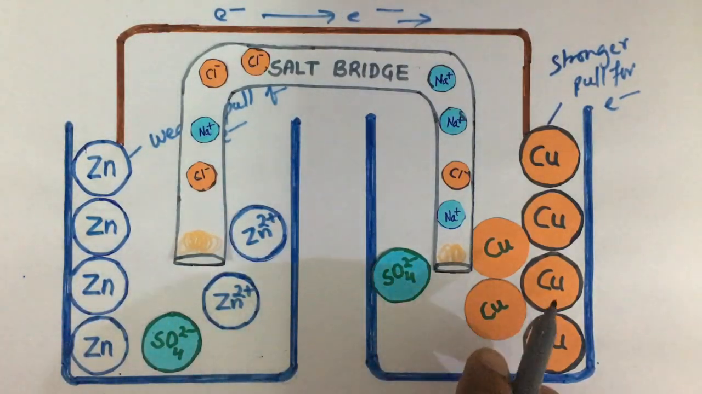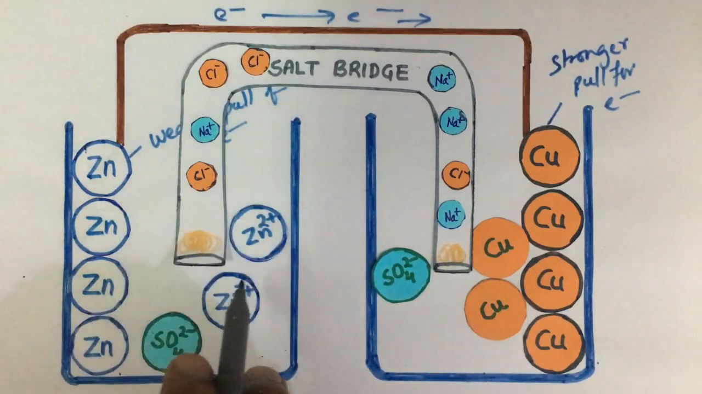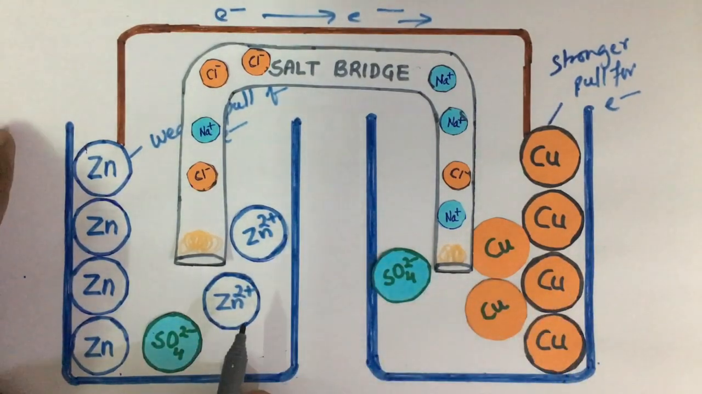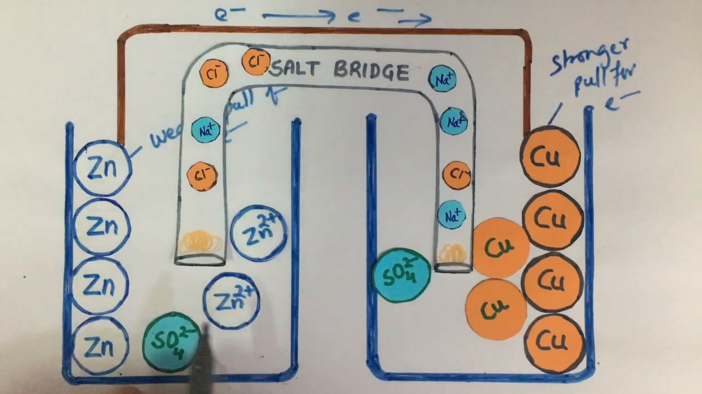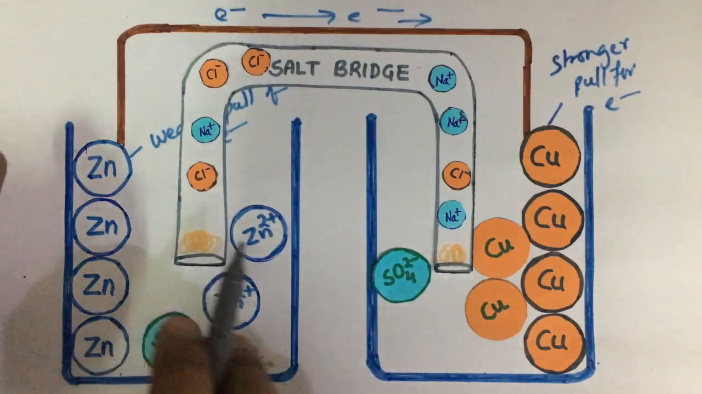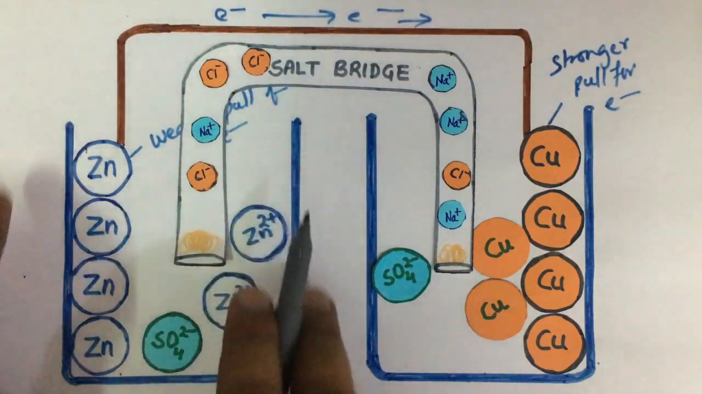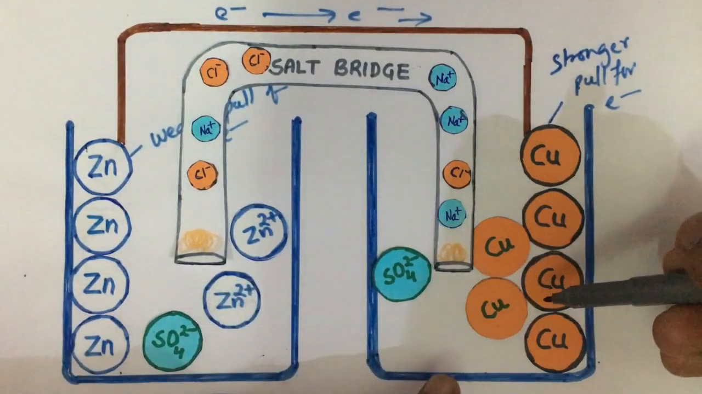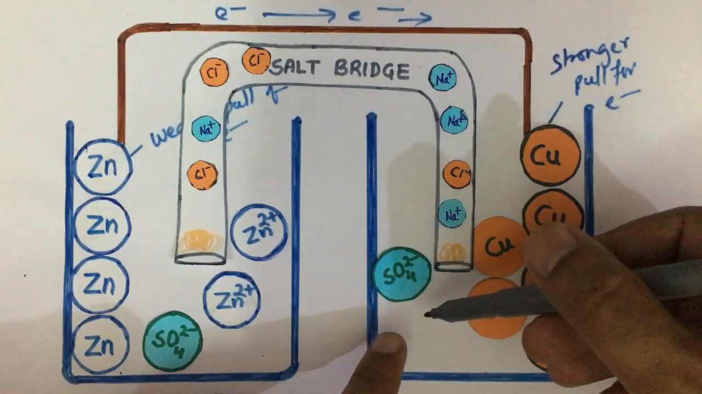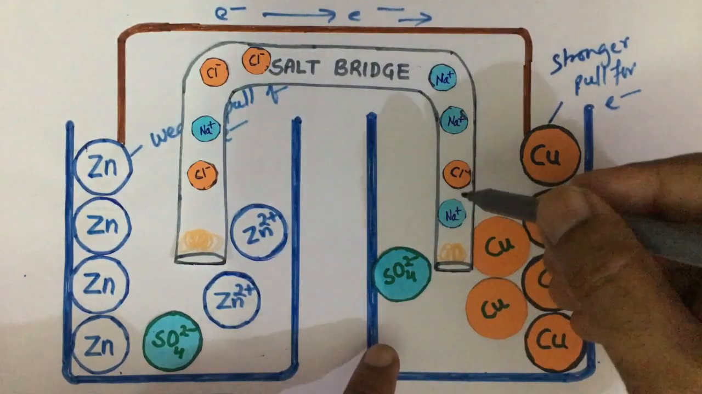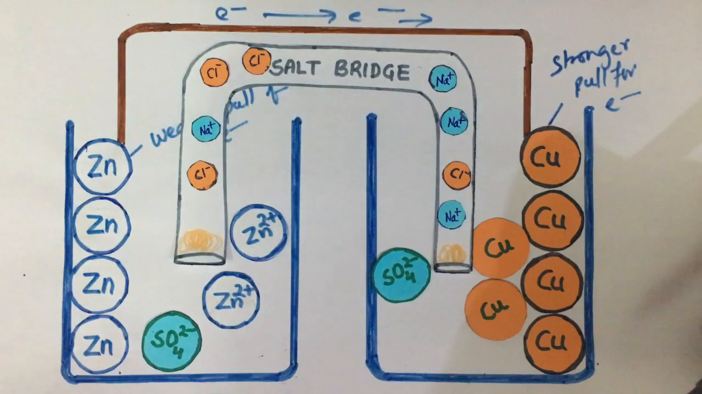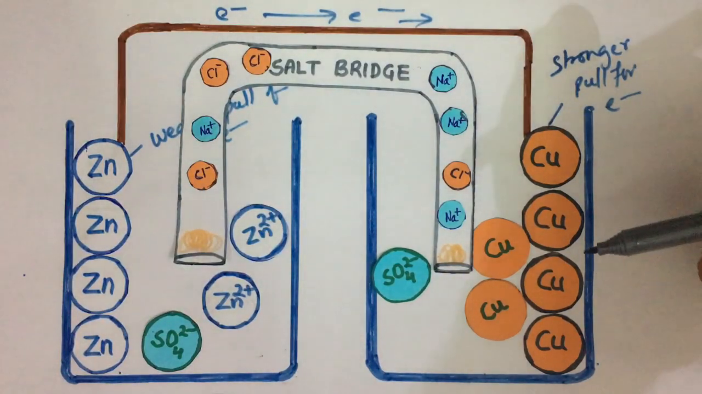Now when the process continues, the zinc keeps on dissolving and gets converted to zinc positive ion, and the copper starts depositing, and in this process the electrical neutrality is disturbed on both sides. This side becomes more positive because the number of zinc ions is increasing but the number of sulfate ions is the same. So there is a buildup of positive charge on this oxidation side, and here the copper ions start depositing as neutral copper, but the number of sulfate ions remains the same. So there is a buildup of negative charge on this reduction half. Here comes the role of the salt bridge.